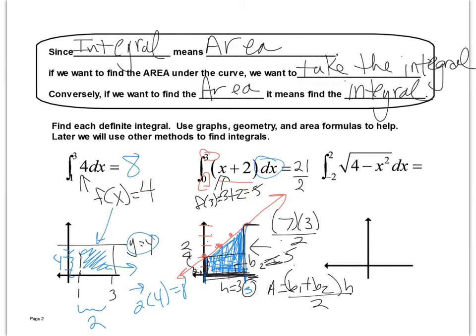Remember, a rectangle is base times height, and a triangle is 1/2 base times height, but you can do that and just, that's called doing compound areas. That's certainly acceptable.